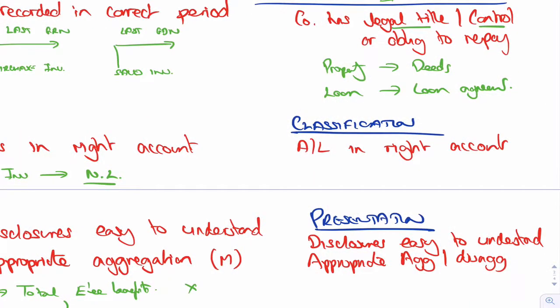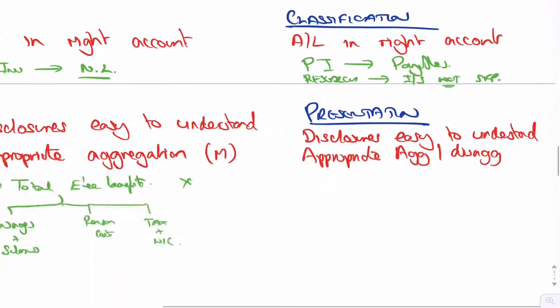How do I know that everything is in the right accounts? I can get myself a purchase invoice, and if it's not paid, that should be in payables. I could check that some research expenditure has gone to the income statement and not the SFP, because it only goes to the SFP if it's development expenditure.